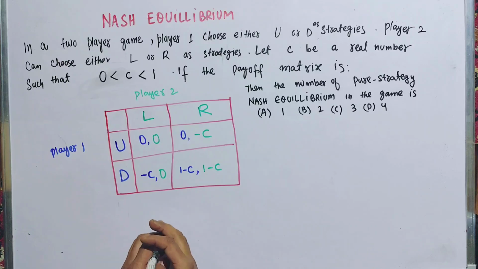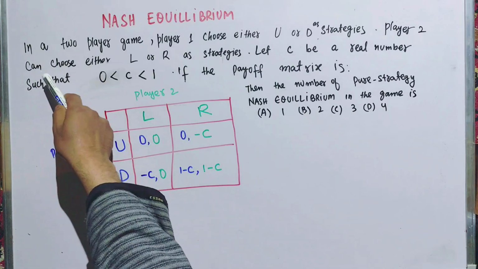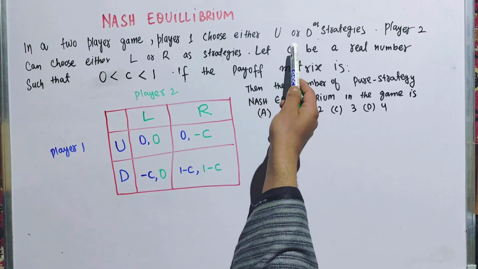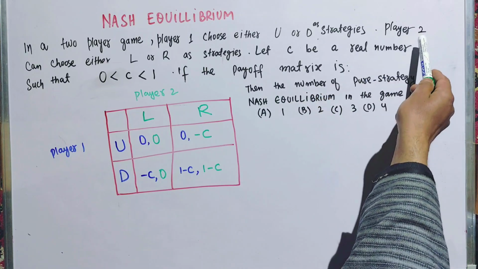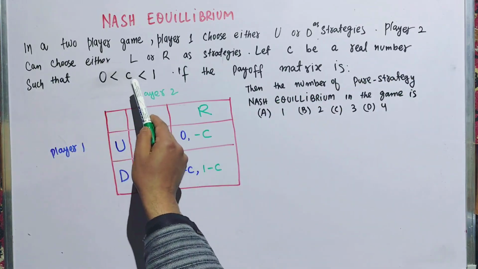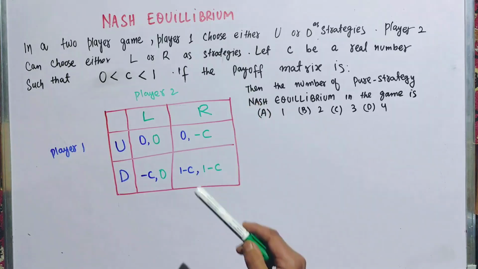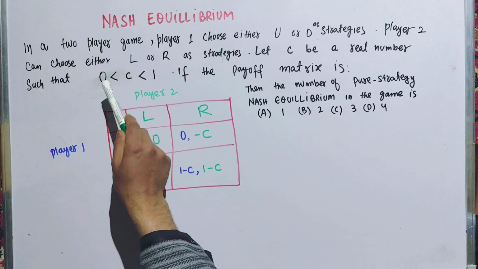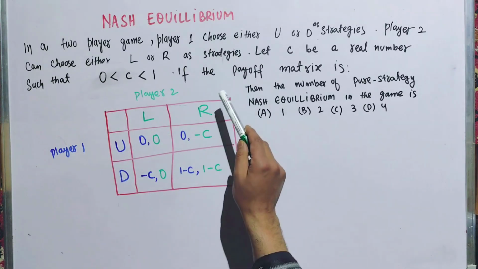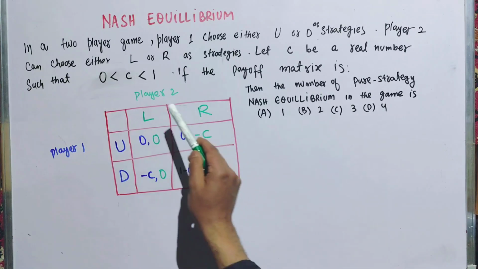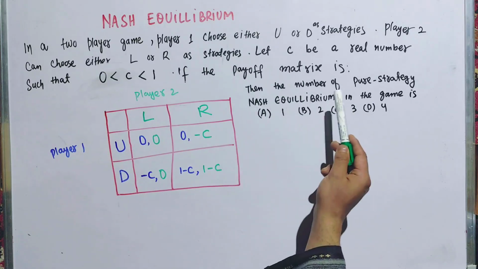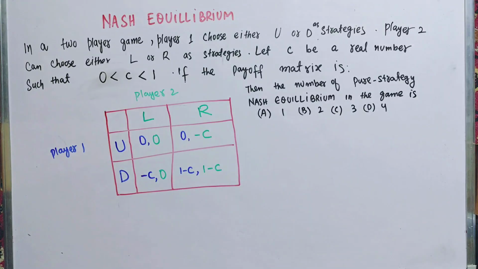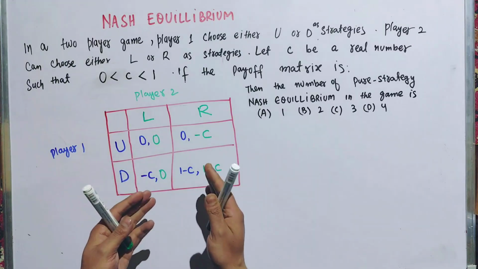Let us solve a question on Nash equilibrium. The question is, in a two-player game, player 1 chooses either U or D as strategies, and player 2 can choose either L or R as strategies. Let C be a real number such that the value of C lies between 0 and 1. If the payoff matrix is given by this, then the number of pure strategy Nash equilibria in the game is, we need to find out how many Nash equilibria are in this game.